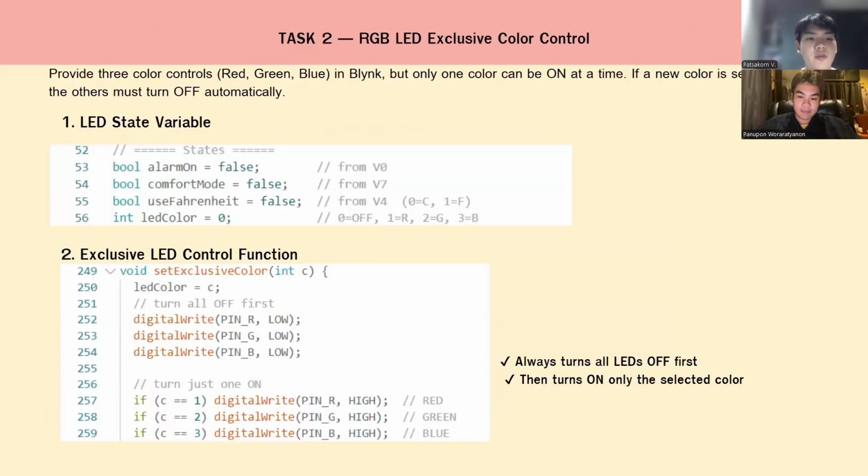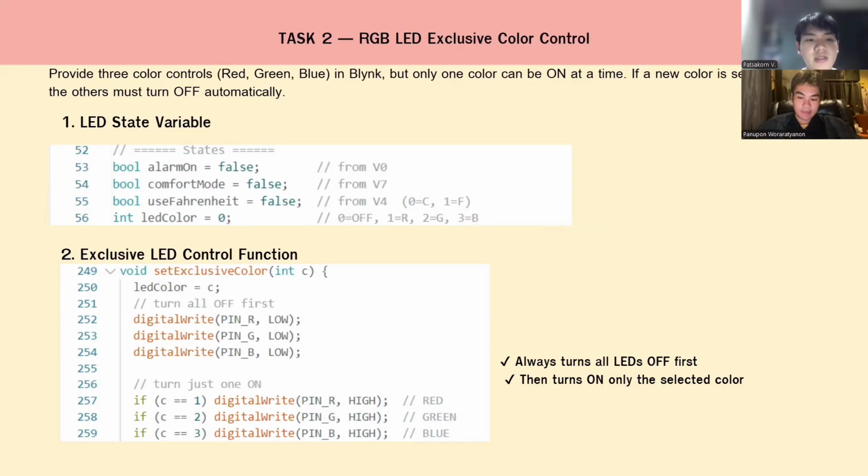And now moving on to task 2. In this task, I created a system that lets the user turn on red, green, or blue from the Blynk app, but only one color at a time. So I created a variable called LEDcolor. This variable stores which color is currently selected: 1 for red, 2 for green, 3 for blue, and 0 when everything is off.